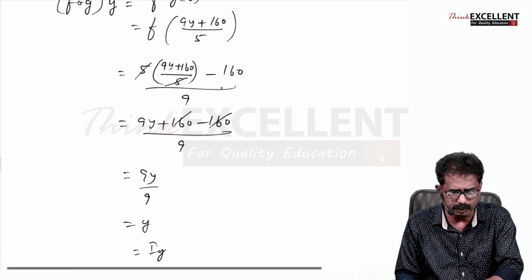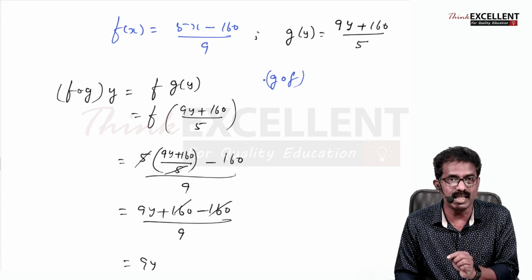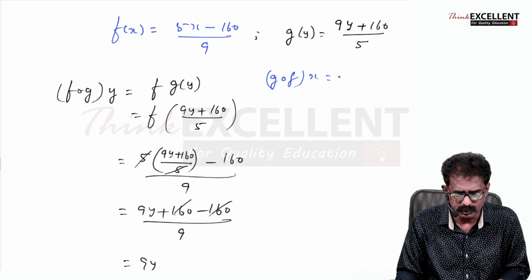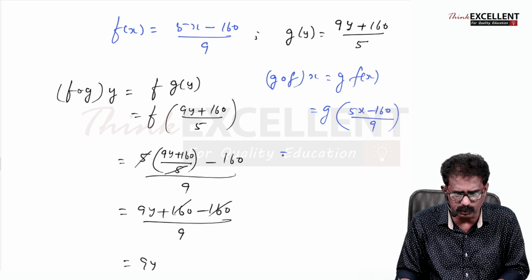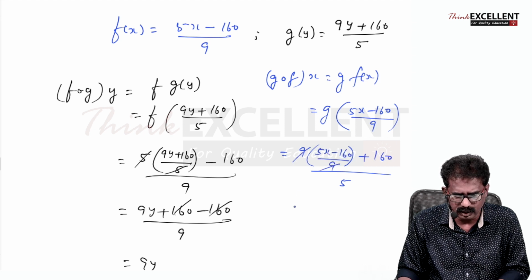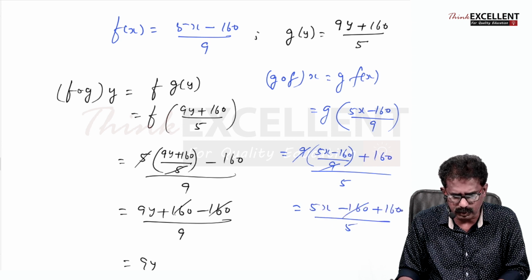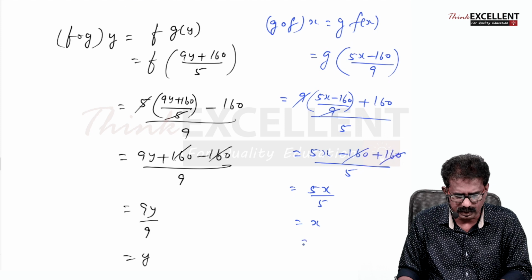This is not enough. You do the other part also. This is f composition g, right? You find g composition f. That is g of f of x. What is f of x? (5x minus 160) by 9. So put this value in g. What is g? (9y plus 160) by 5. In the bracket you write (5x minus 160) by 9. So again cancel this 9. You are getting (5x minus 160 plus 160) by 5. 160 gets cancelled. You are getting 5x by 5. 5 cancel. You are getting x. That is I of x.